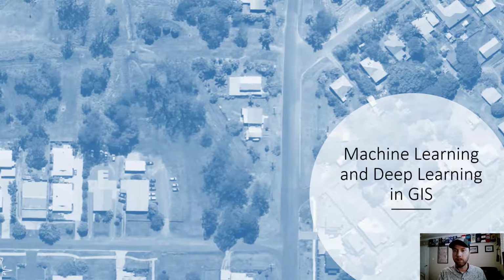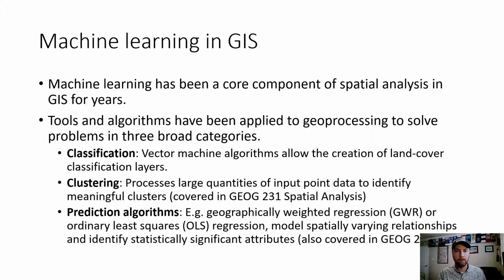So, machine learning and deep learning in GIS. Machine learning has been a core component of spatial analysis in GIS for years. The term itself has come into vogue more recently, but machine learning as an actual geoprocessing tool has existed for 20 years or so. So the tools and algorithms have been applied to geoprocessing to solve problems in 3 broad categories: classification, clustering, and prediction algorithms.